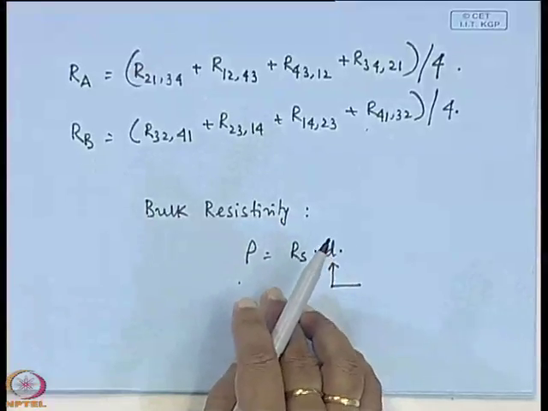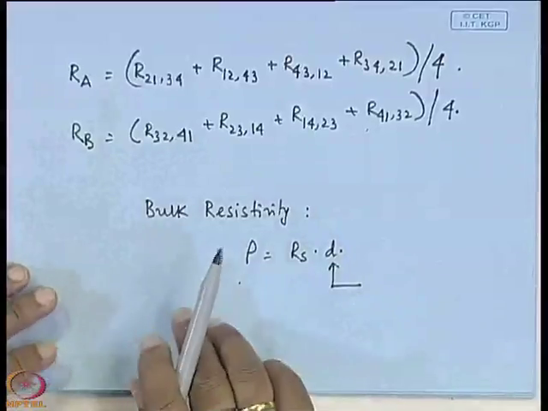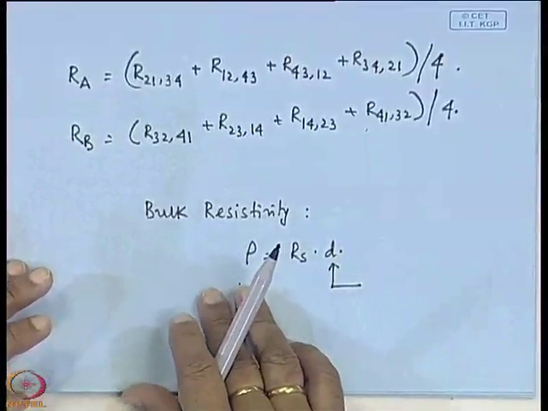So, you have two options. One is, first you consider a very thin sheet of material at the top, then measure the sheet resistance using the Van der Pauw equation, and then multiply that sheet resistance with the thickness of the material to get the bulk resistivity of the material. Okay. So, that is in a nutshell the calculation of the resistivity by the Van der Pauw method.